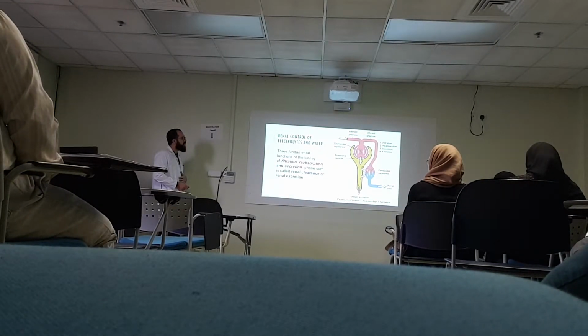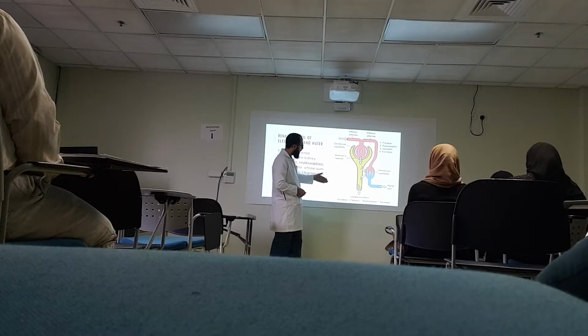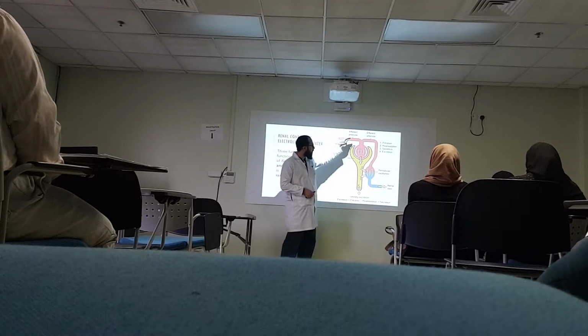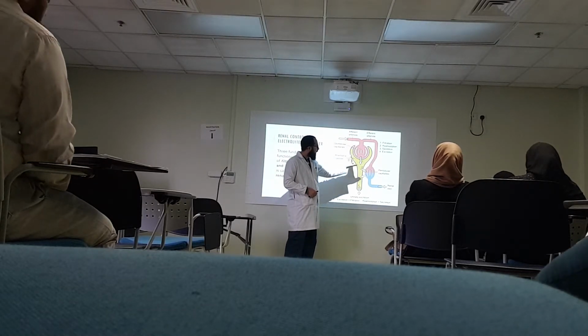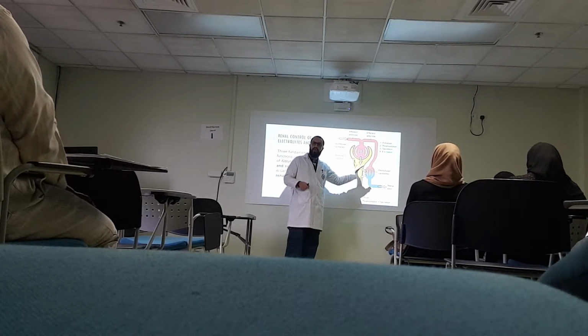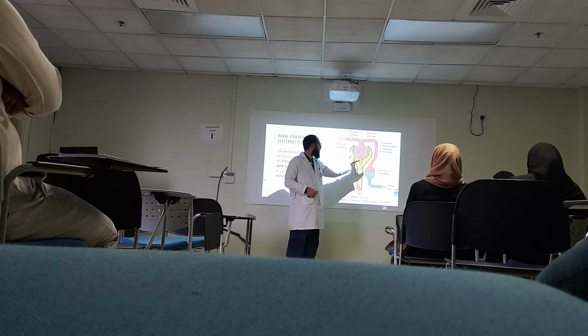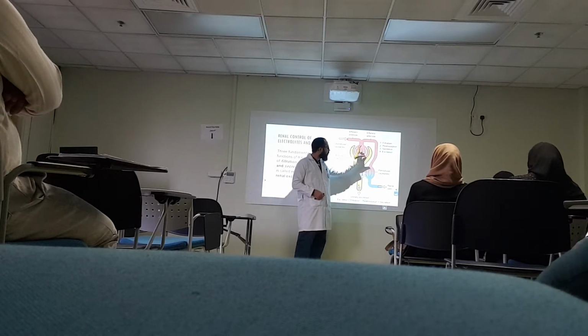So what's the function of the kidney in controlling the electrolytes? The electrolytes are filtered in the kidney through a process. First, the blood will reach the kidney, and here is the functional unit of the kidney. It's called the nephron. This nephron has several parts. First, we do the filtration.